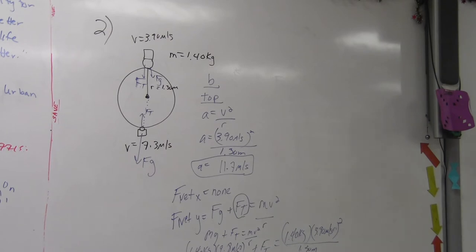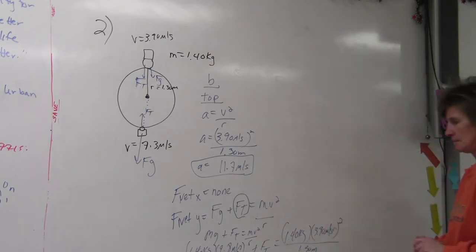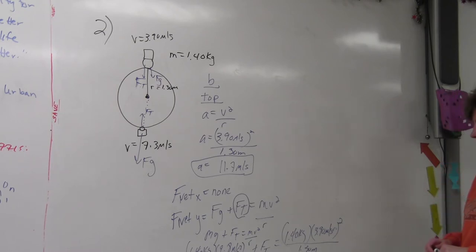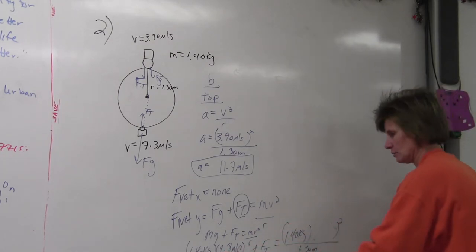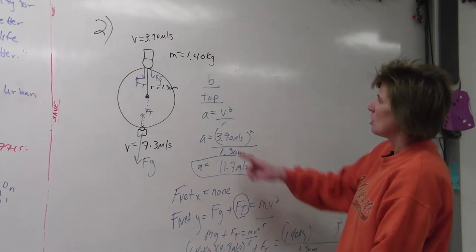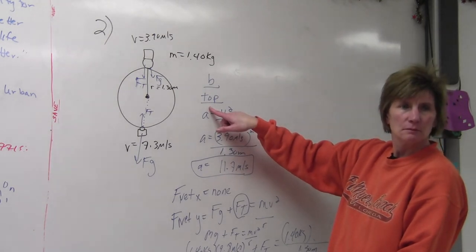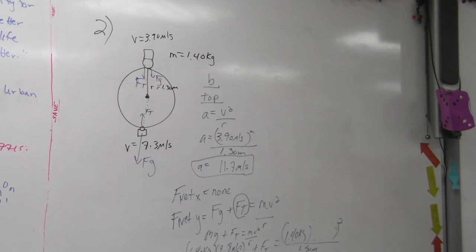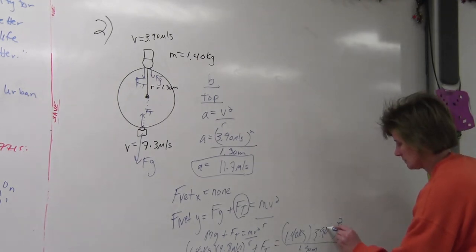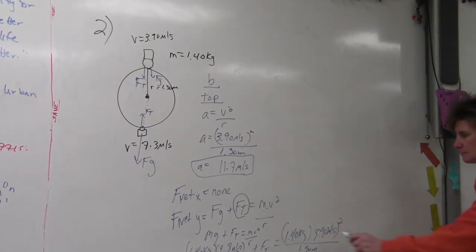Wouldn't we be using 7.3 for the velocity since it's on the bottom? Say that again. For the velocity, isn't it 7.3 for the bottom? Oh, thanks. Good catch. I'm on the top though. Oh, okay. So I'm right. I was actually right this time.